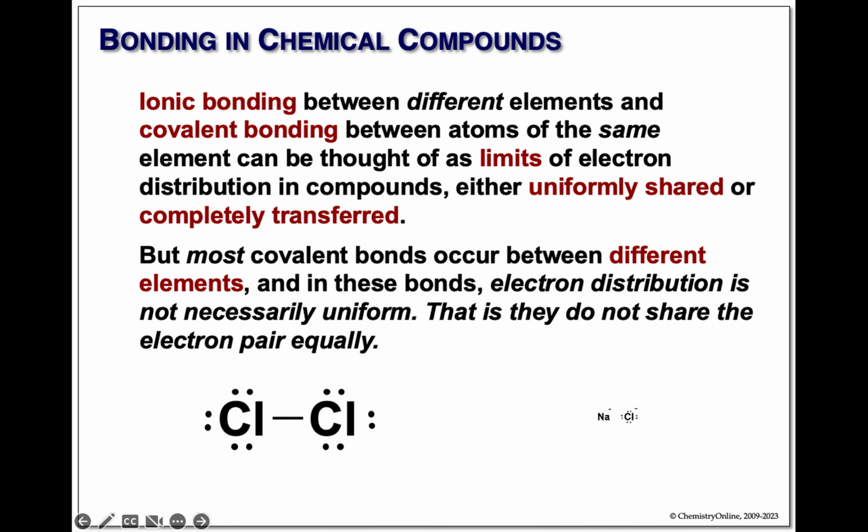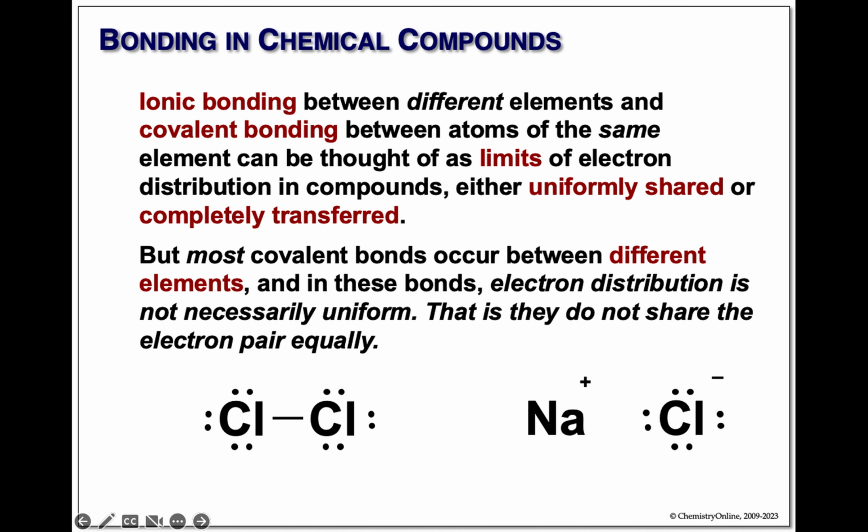We've talked about bonding a lot. We said there were two basic types. There is covalent bonding, where we share electrons, and there is the other limit, which is ionic bonding, where we totally transfer an electron. In reality, for most compounds, the bonding is somewhere between these two limits.